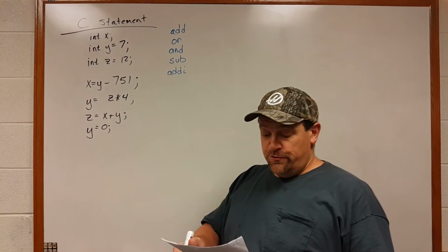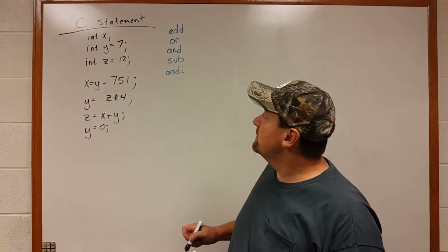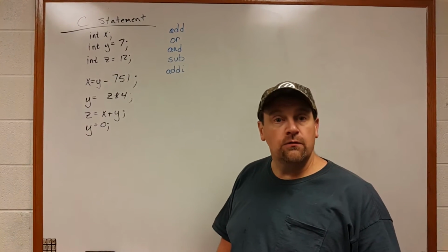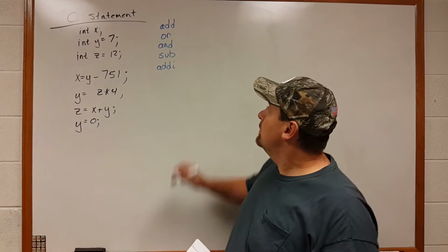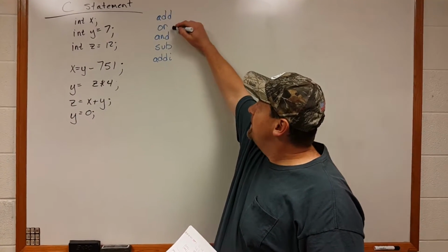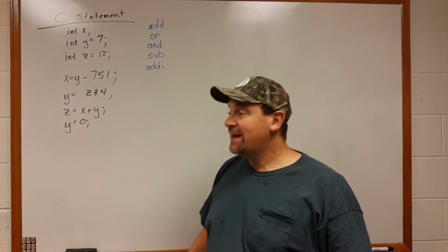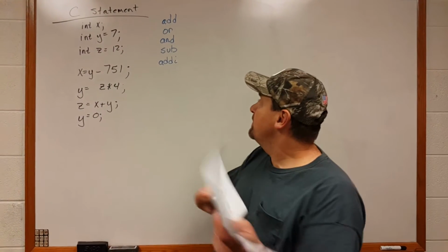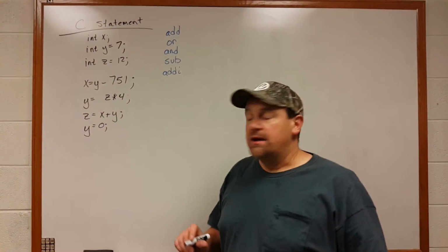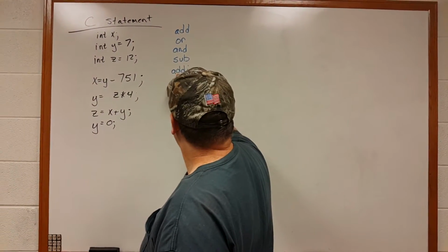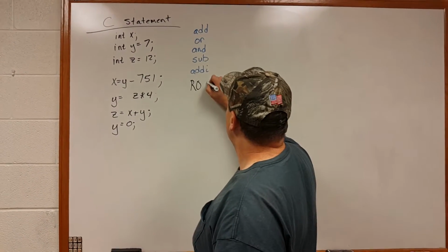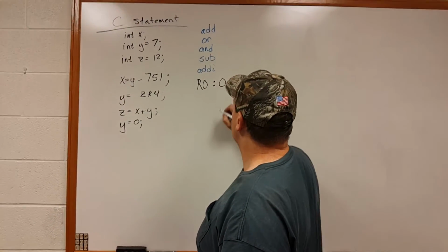Hello, I have my first example. My first example will not involve the memory commands. We're going to be using add, or, and, sub, and add immediate. But there's one thing that we have to add, and that is that R0 is always 0.